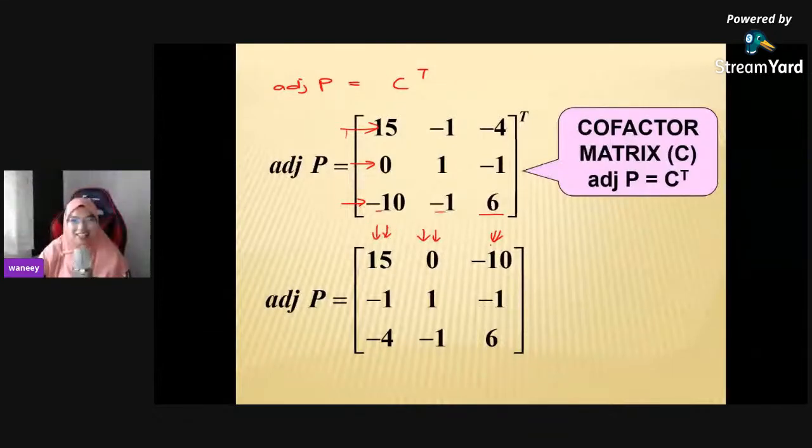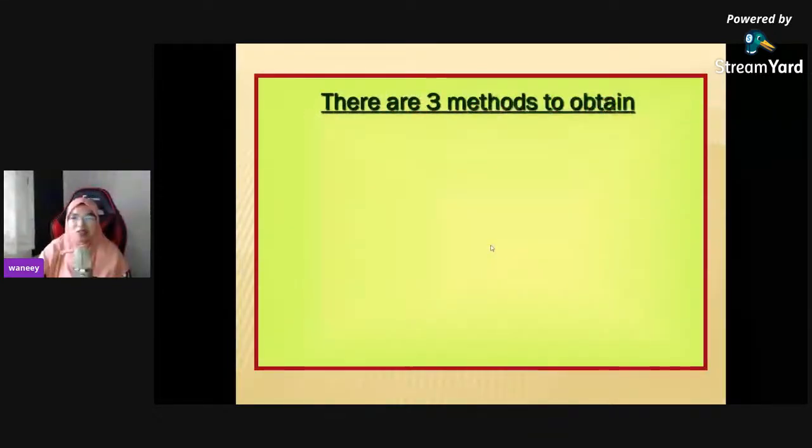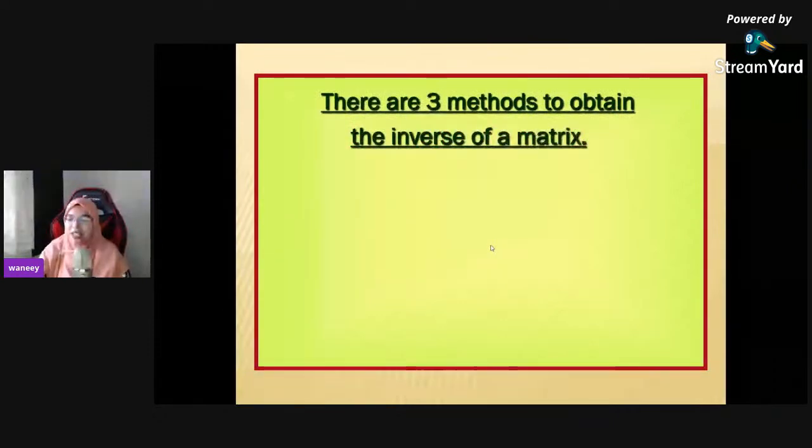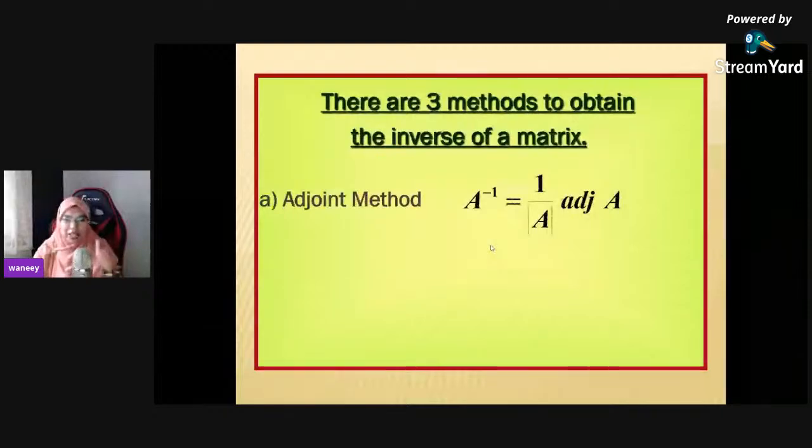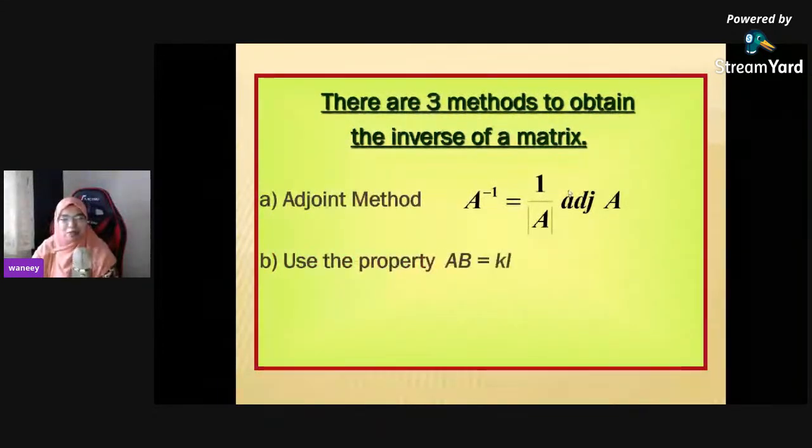Okay, so there are three methods to obtain the inverse of a matrix. You can use the adjoint method, where A inverse is 1 over the determinant of A times the adjoint of A. That is the first method. The second method is to use the property where we have AB equal to kI, and then we can easily calculate what A inverse and B inverse are. So that is the second method.